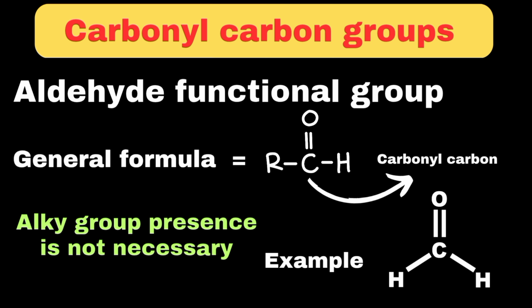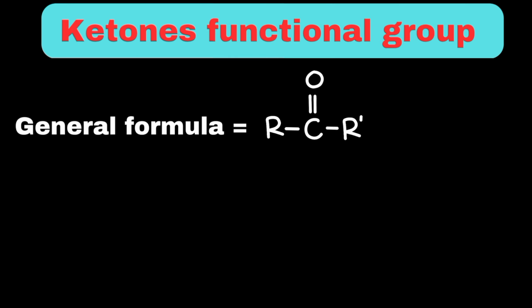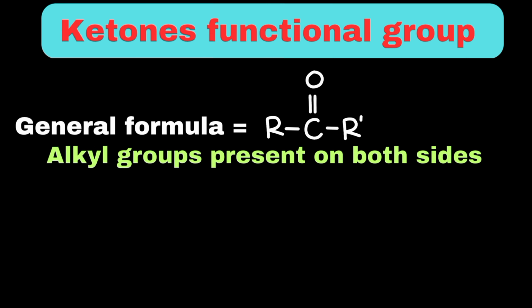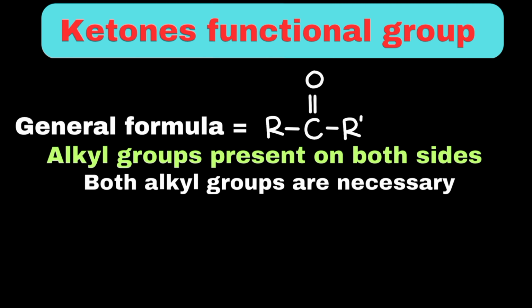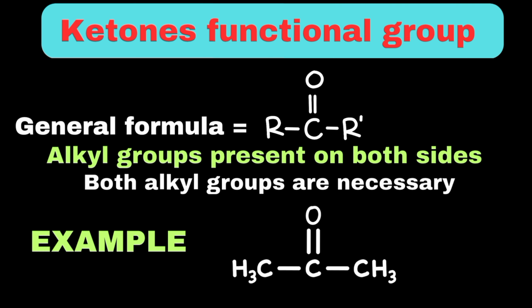Now, if we move towards ketones, the general formula of ketones is RC double bond OR. It means that in the case of ketones, it contains an alkyl group on both sides of the carbonyl carbon. Keep in mind, both alkyl groups must be present on the sides of the carbonyl group, and if we replace any alkyl group with hydrogen, then it will actually change into an aldehyde group, and we no longer call it a ketone. So we must remember, both alkyl groups are necessary in this case. We can take the example of acetone and propanone for the ketone functional group.